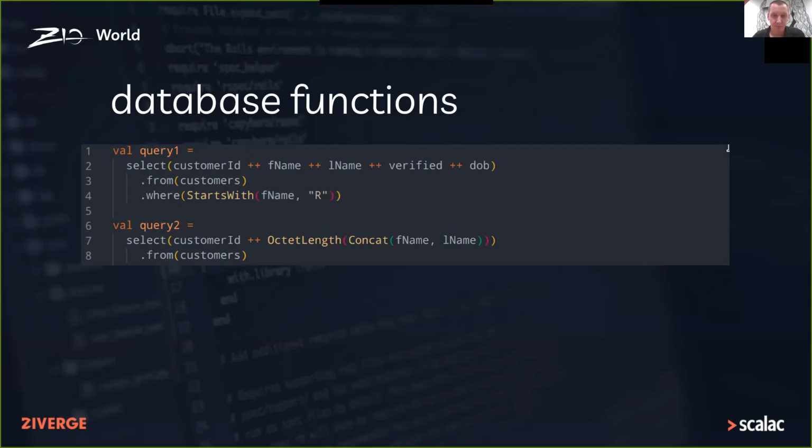We also cover database functions, both defined in the SQL specification and database specific functions.